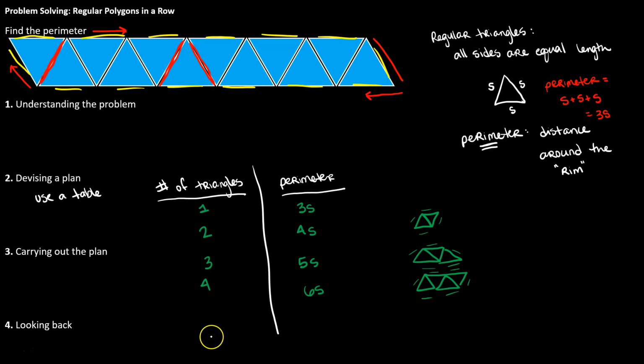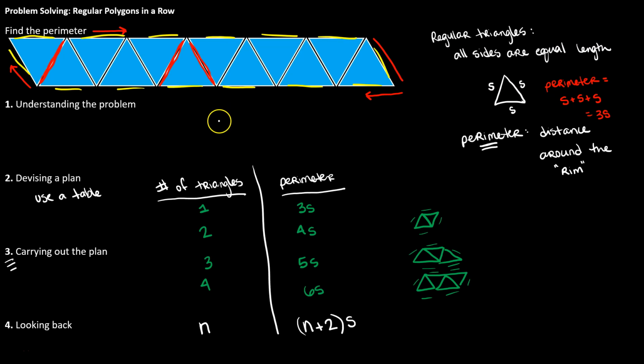So what I'm seeing is, for whatever number of triangles, I'm going to call that n for the number of triangles, the perimeter becomes n plus 2 times whatever that side length s was. So we used a table to help us see a pattern. We created our table and then looked at it to see the pattern, and that's the carrying out the plan step. And now looking back, we can generalize the solution to this problem.